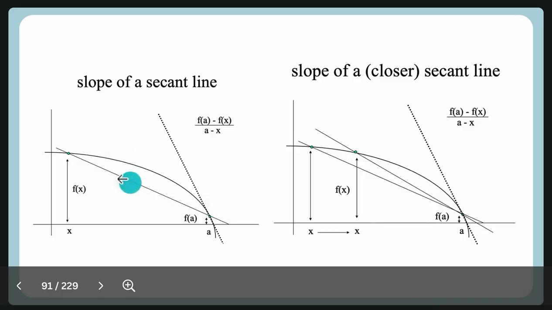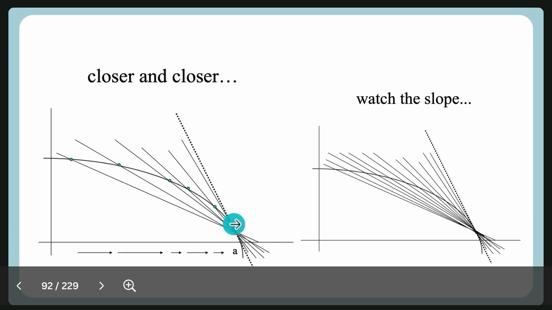So if you have 2 points of this line and a line intersecting these 2 points, you have your x, so this distance is f of x, and if you have a, then this part is f of a. So the slope of a closer secant line that goes here can be determined by the derivative. So as it goes closer and closer to this point, you have so many secant lines. So we need to watch this slope right here. So it goes closer, closer, and closer. Then this is the point right there where it touches this point.